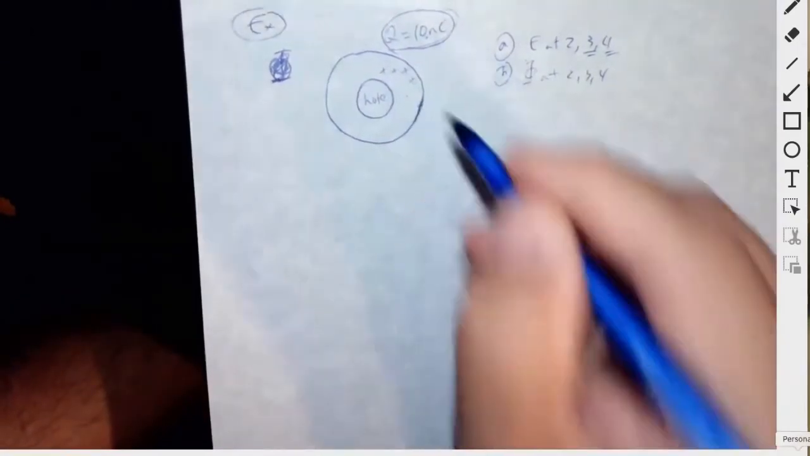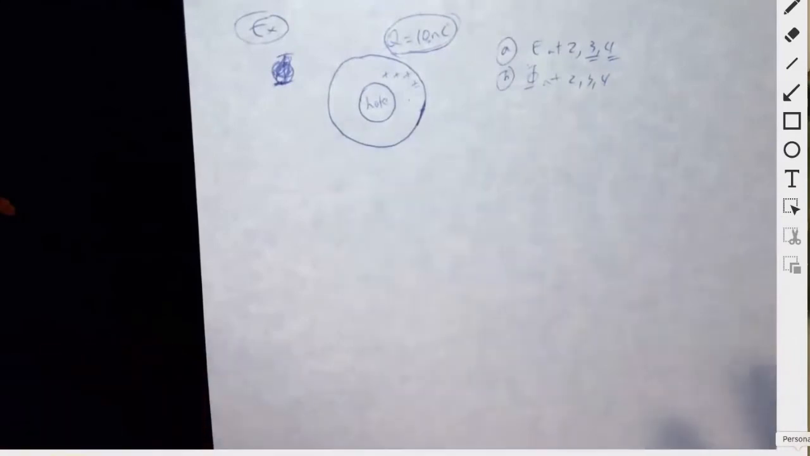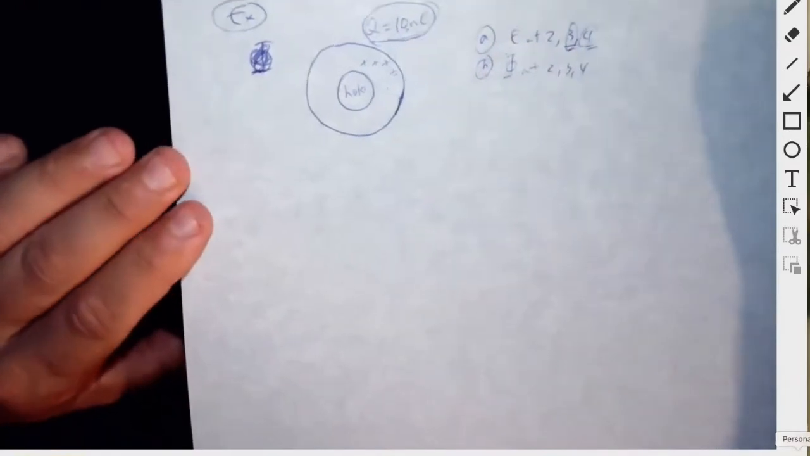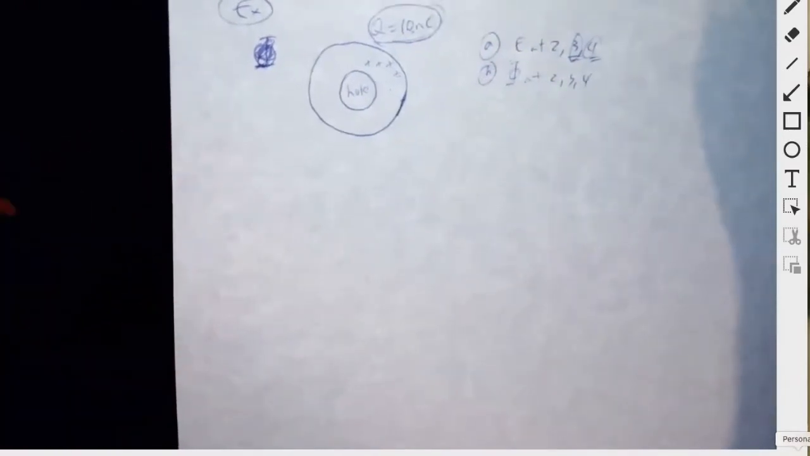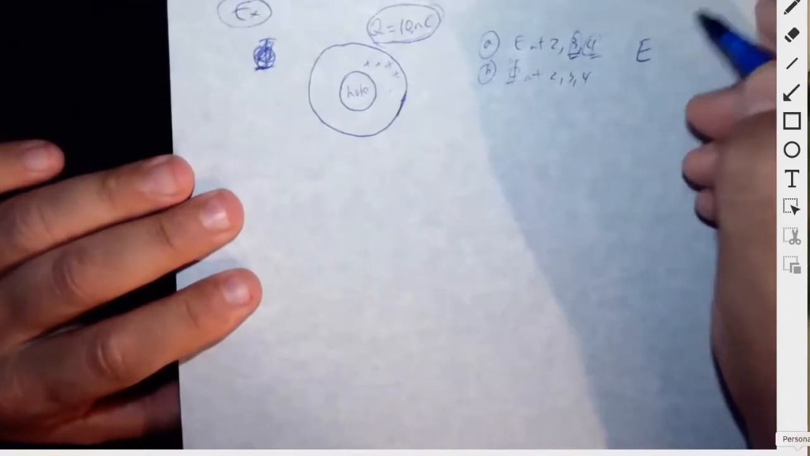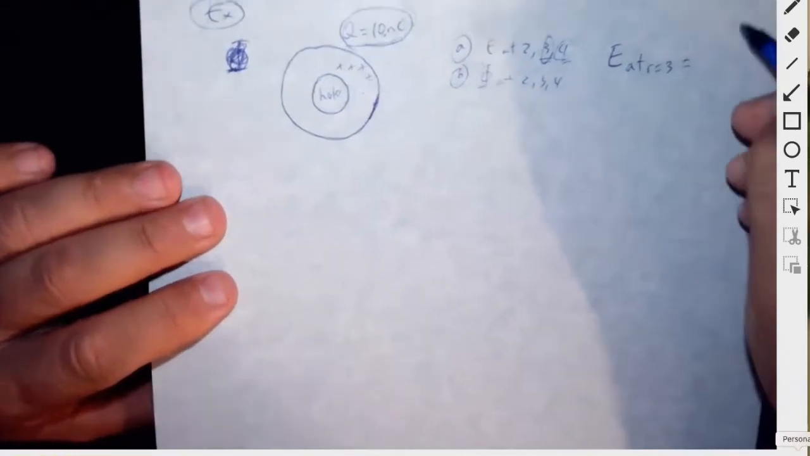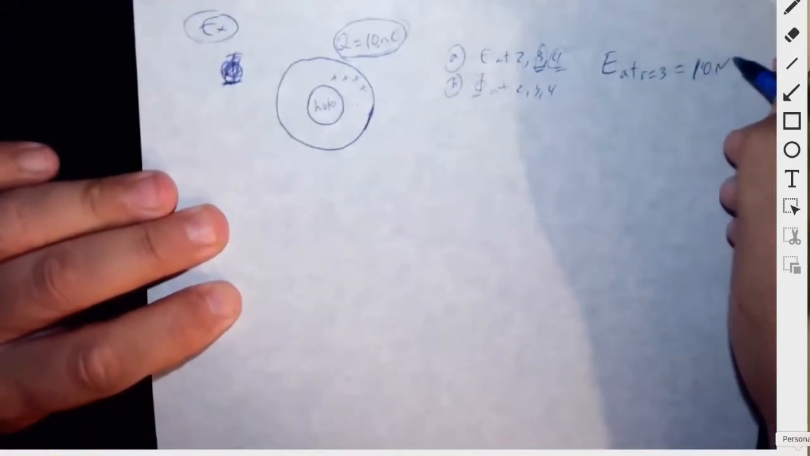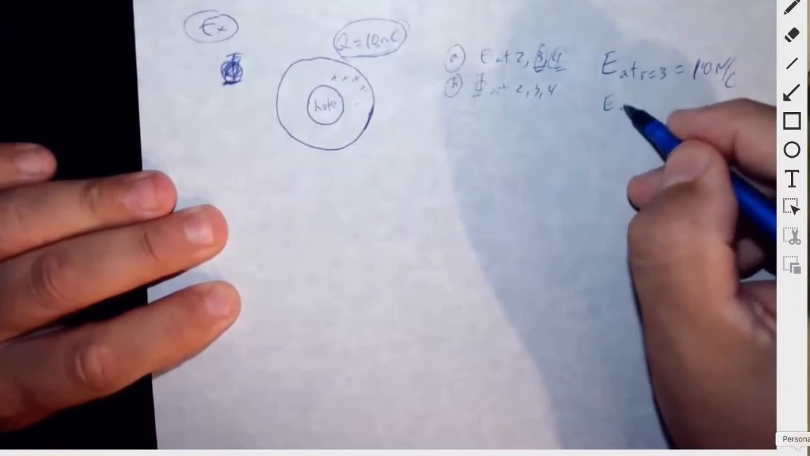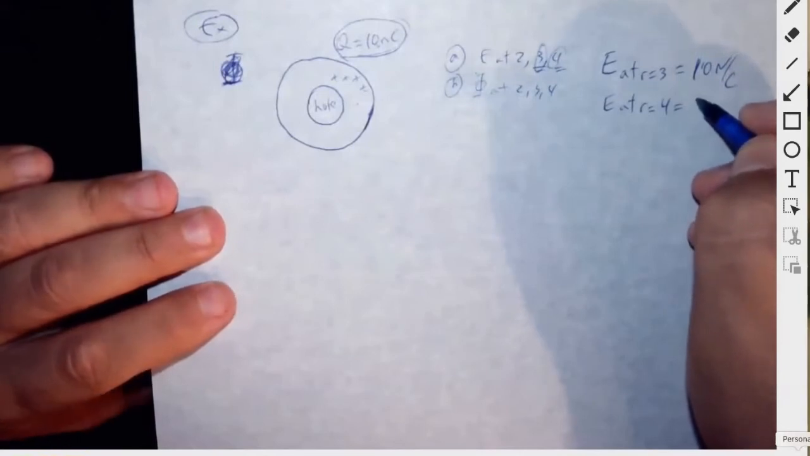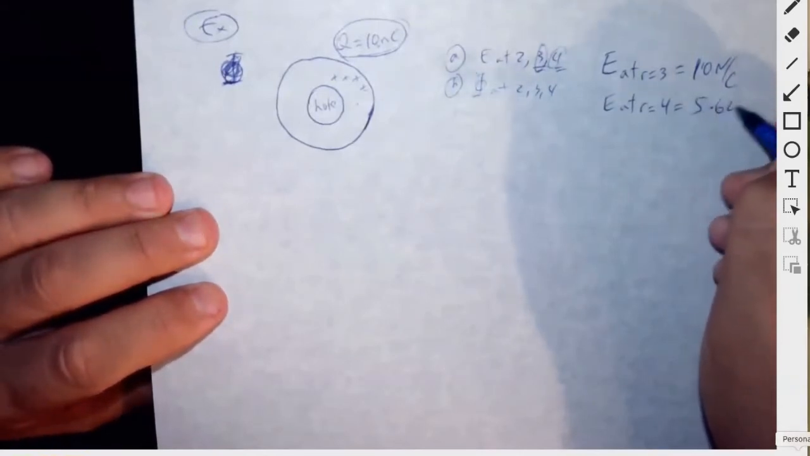At 3 and 4, I expect no change, right? Once I'm here at the surface, the equation is kq over r squared, where q is the net charge. So I expect here and here not to be influenced by the hole. You see? Q at r equals 3 is still going to be 10. E at r equals 4 is still going to be, what was it, 5.625.